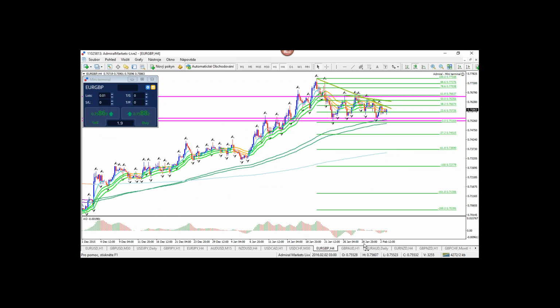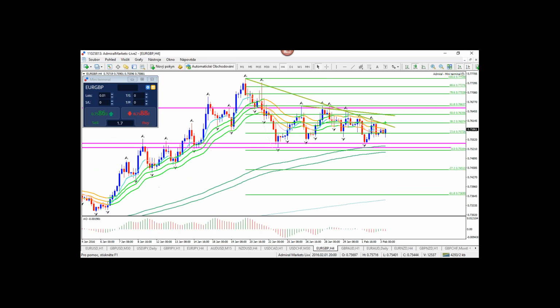And from a shorting point of view, I'm not a big fan of it either, just because it's in a triangle and we've got bullish moving averages. Don't like that personally either. So I just wait for one of these two supports to break.